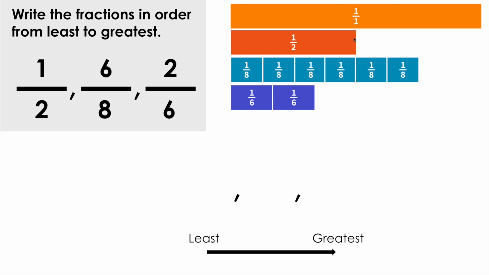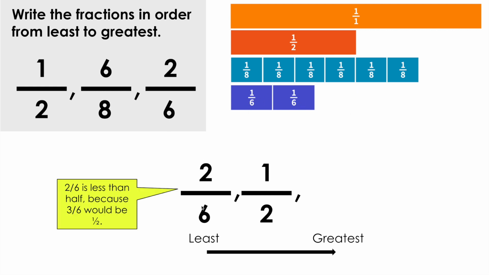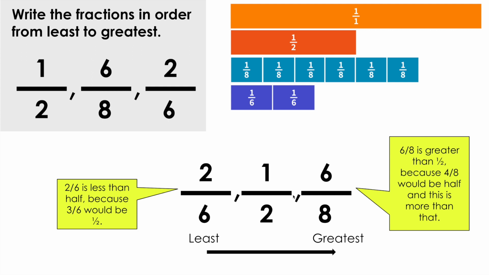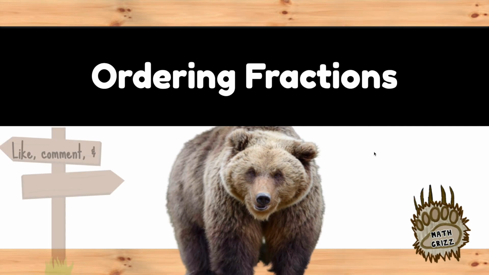We can write half. Next, we know that 2 sixths is less than a half because 3 sixths is equivalent to half, and we only have 2 sixths. So we know 2 sixths is less than a half. 3 sixths would be equivalent to a half. Lastly, we know that 6 eighths is the greatest fraction here because it's greater than half. 4 eighths would be half, and we have 2 extra eighths, which would make 6 eighths greater than half.